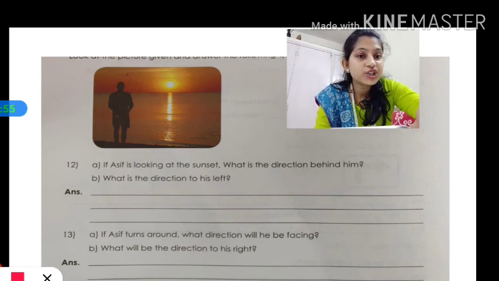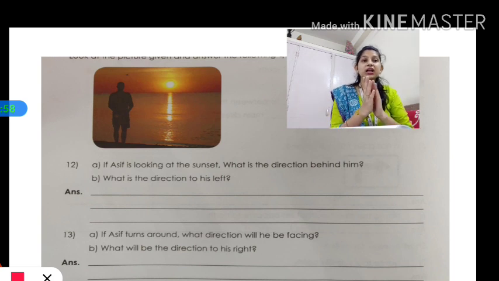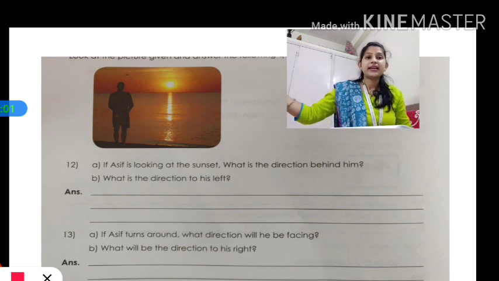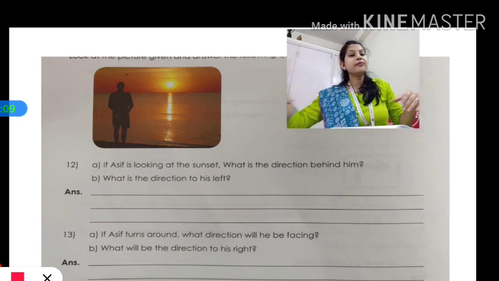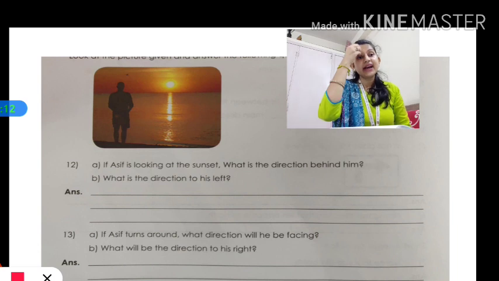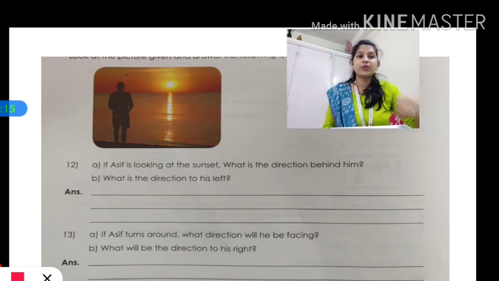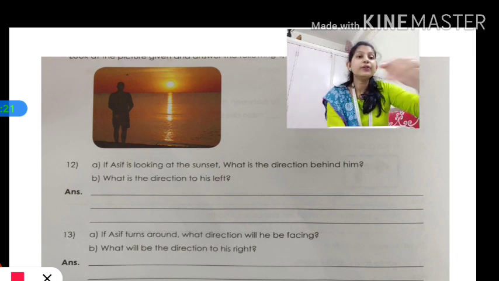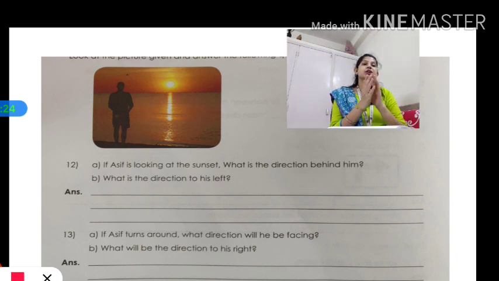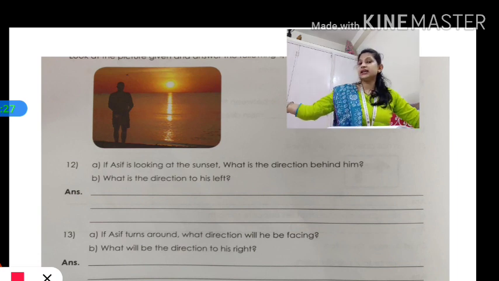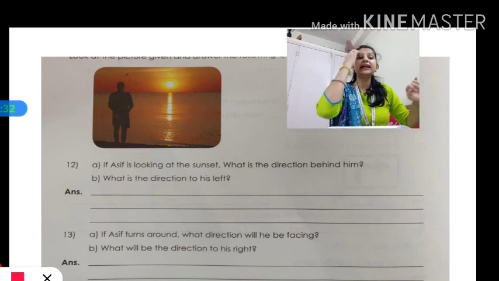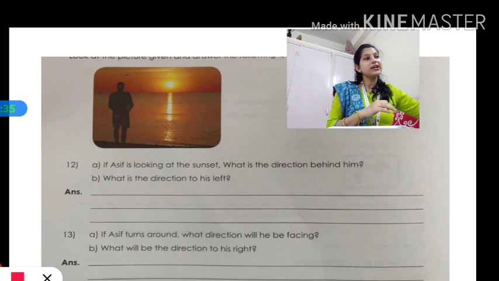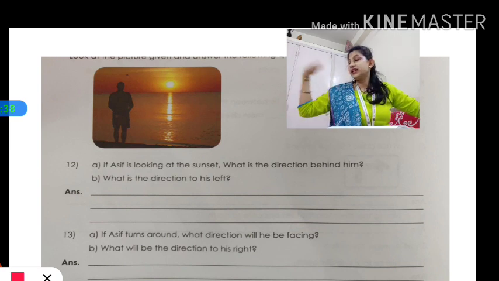And B, what direction is to his left? He is facing sun, just opposite now, he is facing west. So if the person is facing west, that time his left hand will be south, and the right hand will be north, since he is facing that way. Okay, just opposite, don't get confused. When you are facing east, that time your right hand is south, your left hand is north. But when you move opposite, you are facing west, that time what will happen? Your right hand will face north and your left hand will face south.